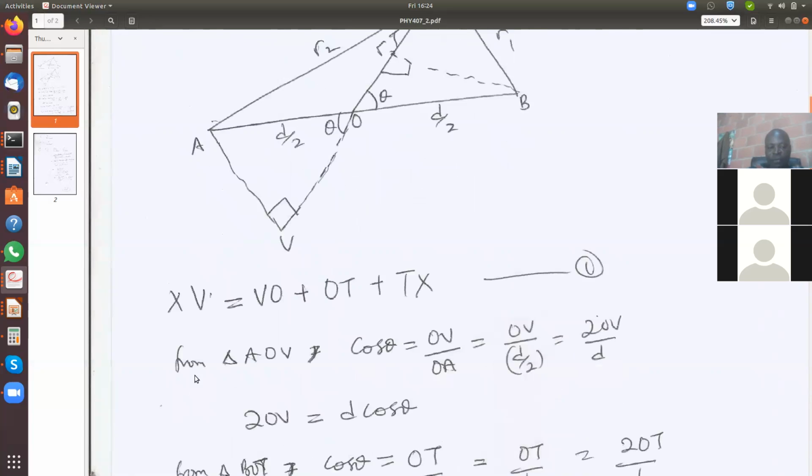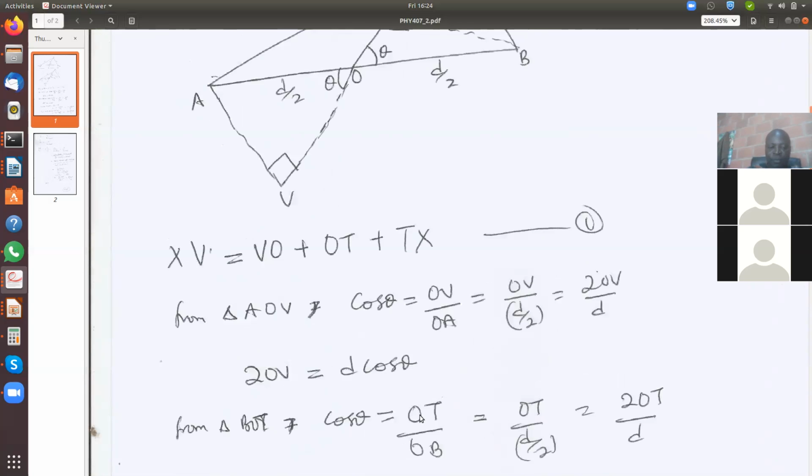If you look at triangle AOV, you can say that cos theta, this angle now, cos is adjacent over hypotenuse. This is OV all over AO. We don't know OV, but we know AO, which is the hypotenuse, D over 2. By the time you perform the operation, it will be 2OV over D. So 2OV is equal to D cos theta.